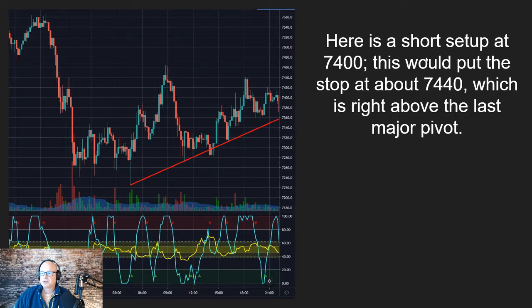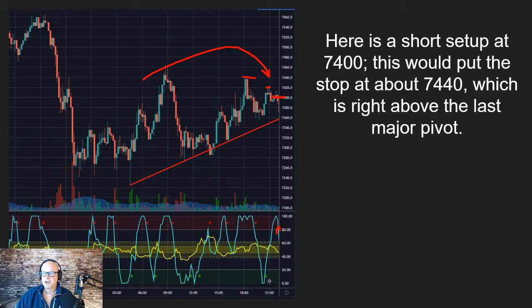Here's the short setup at 7,400. So what I'm looking at here is we have the hook. We have actually a lower high. So the 5X is starting to roll over at this point. We have a lower high setting up, another lower high. And now we actually get the hook, rising patterns break to the downside. So we're starting to get an entry here at 7,400, right at that 7,400 level.